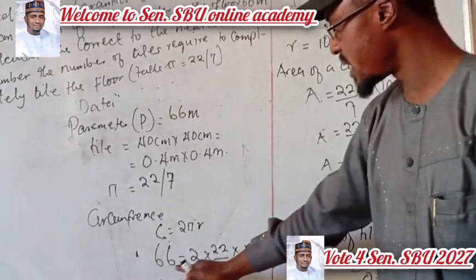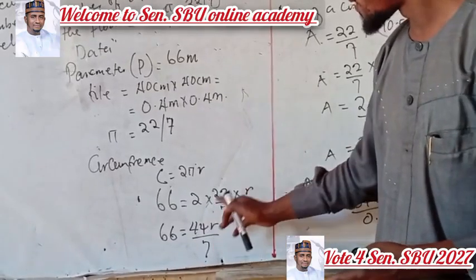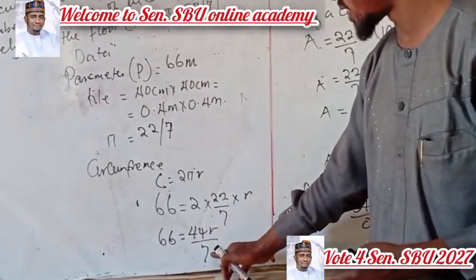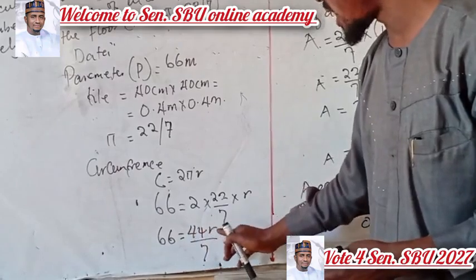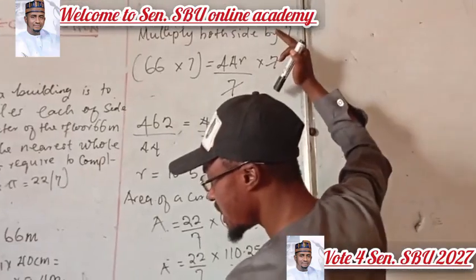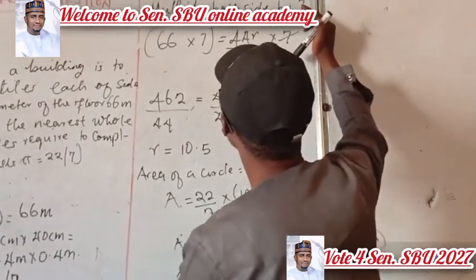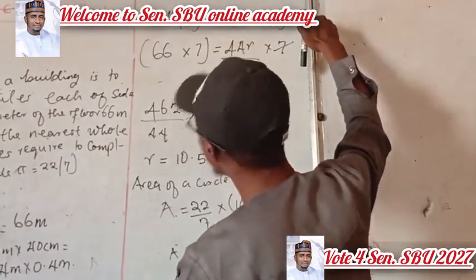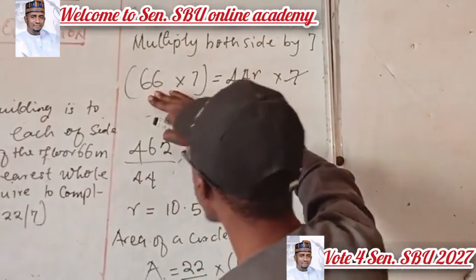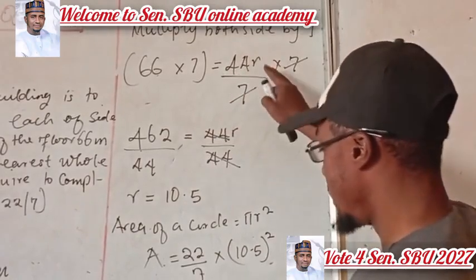We now say 66 comes down, equality comes down. 2 times 22 is 44. 44 times r is 44r all over 7. This means 66 equals 44r all over 7. We now have a fraction here. We try clearing the fraction by multiplying both sides by the denominator, and the denominator is 7. Multiply both sides by 7: 66 times 7 equals 44r on the right hand side.